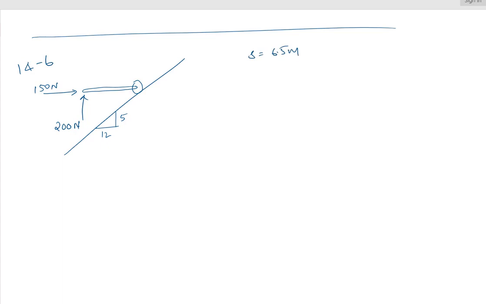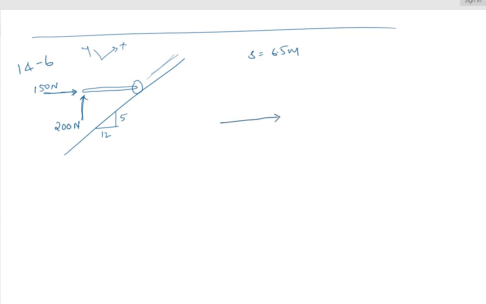So I'm going to show you two ways to do this. The first way is, now the distance traveled is in this direction, right? So what we can do is take these forces, 150 this way and 200 this way, and find the components along this direction. Let's call this x, y. Along the x direction, how much of the 200 and 150 is along the x direction? Take that and multiply with 6.5. Okay, so that would work something like this.